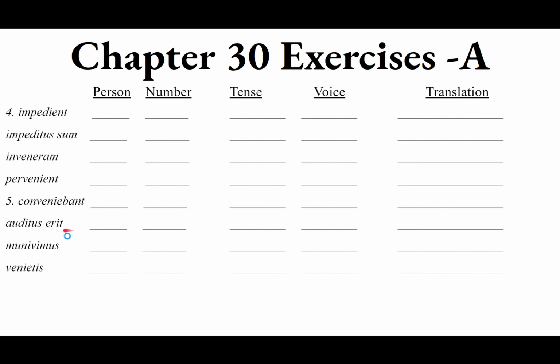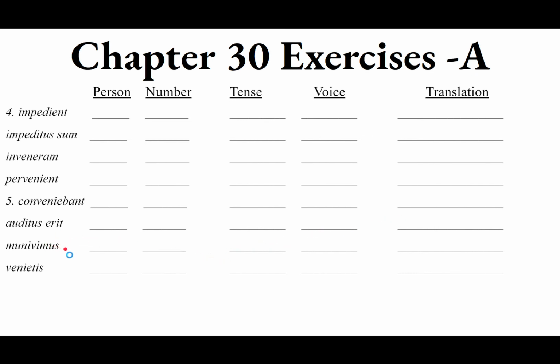Auditus erit, third person and singular. The future of sum as a helping verb on the fourth principal part of other verbs, that is the future perfect passive voice. The us on auditus tells us the gender and also helps us tell the number of the subject, so what will have been heard. So auditus erit, he will have been heard. If it's a feminine subject, it would be audita erit. Neuter, it would be auditum erit.